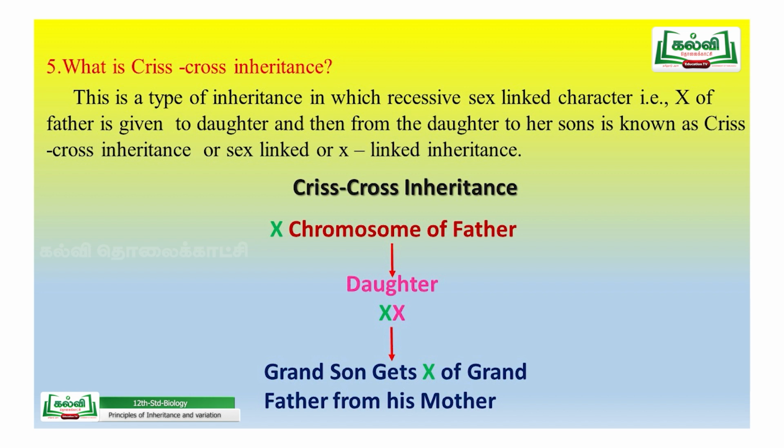The X chromosome of the father is transferred to the daughter, and then the daughter has 2 X chromosomes, out of which the father's X chromosome will go to the son. So that is his grandfather. From the grandfather, the grandchild will attain the character. This is called criss-cross inheritance.